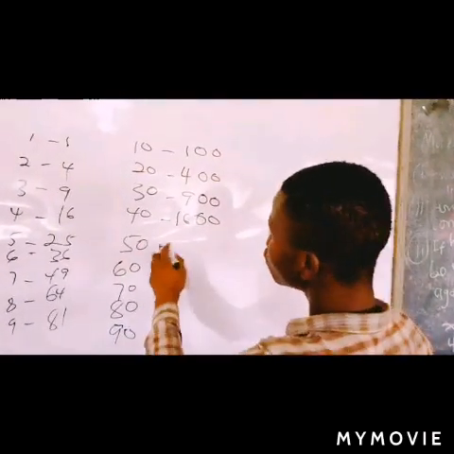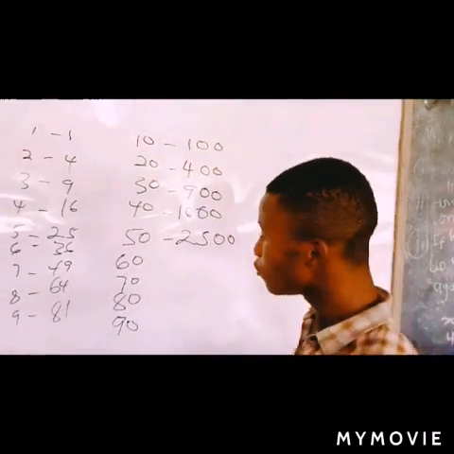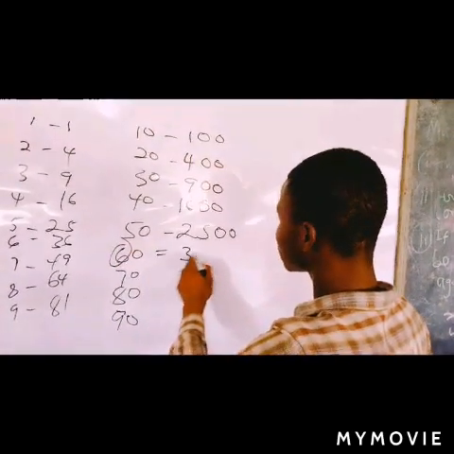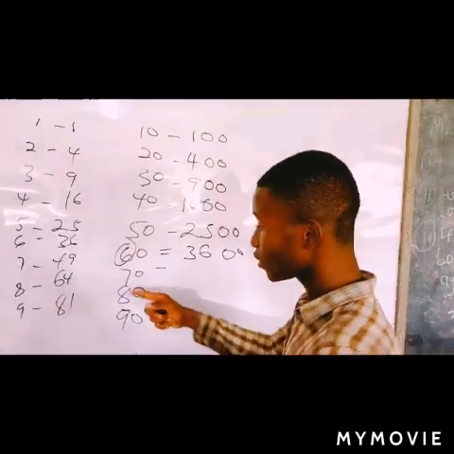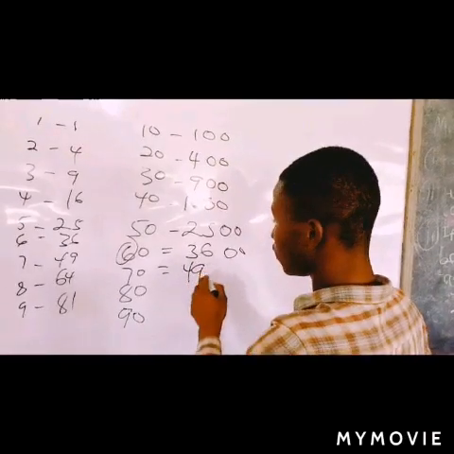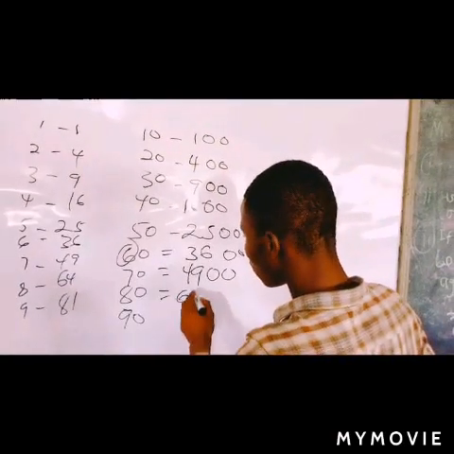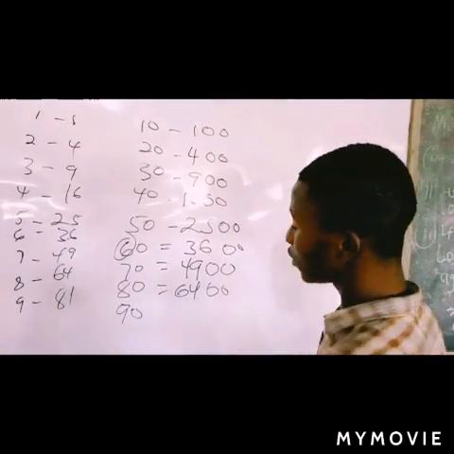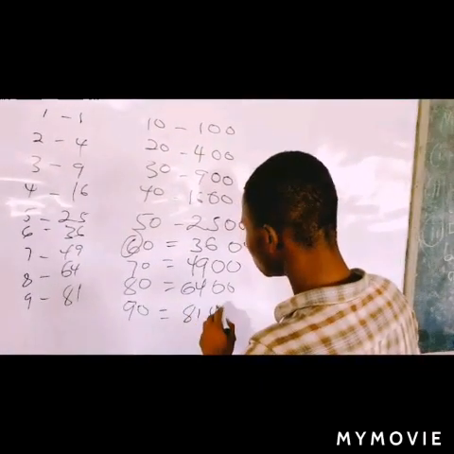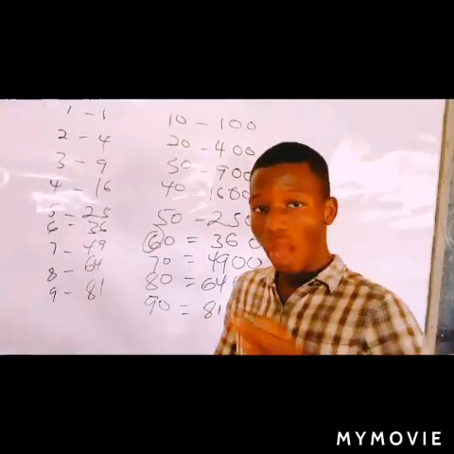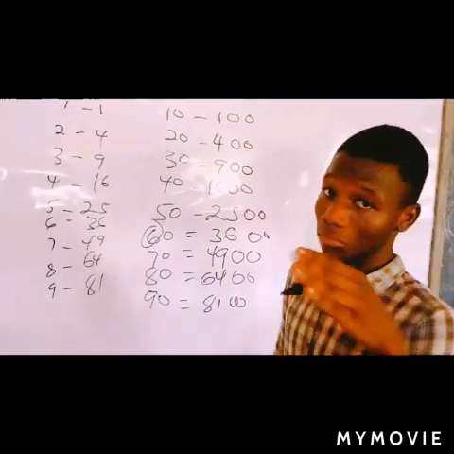50 goes the same way. We square 5, 25, and we have 2 zeros added. 60 also goes the same way. We square 6, getting 36, and then we add 2 zeros. 70 also goes the same way. We square 7, and then we get 49. Add 2 zeros. 80 goes the same way. We square 8, giving us 64, and we add 2 zeros. 90 goes the same way. We square 9, getting 81, and we add 2 zeros. This can actually be verified by every calculator in the world. If you think this is a lie or a joke, verify it by any calculator you have.